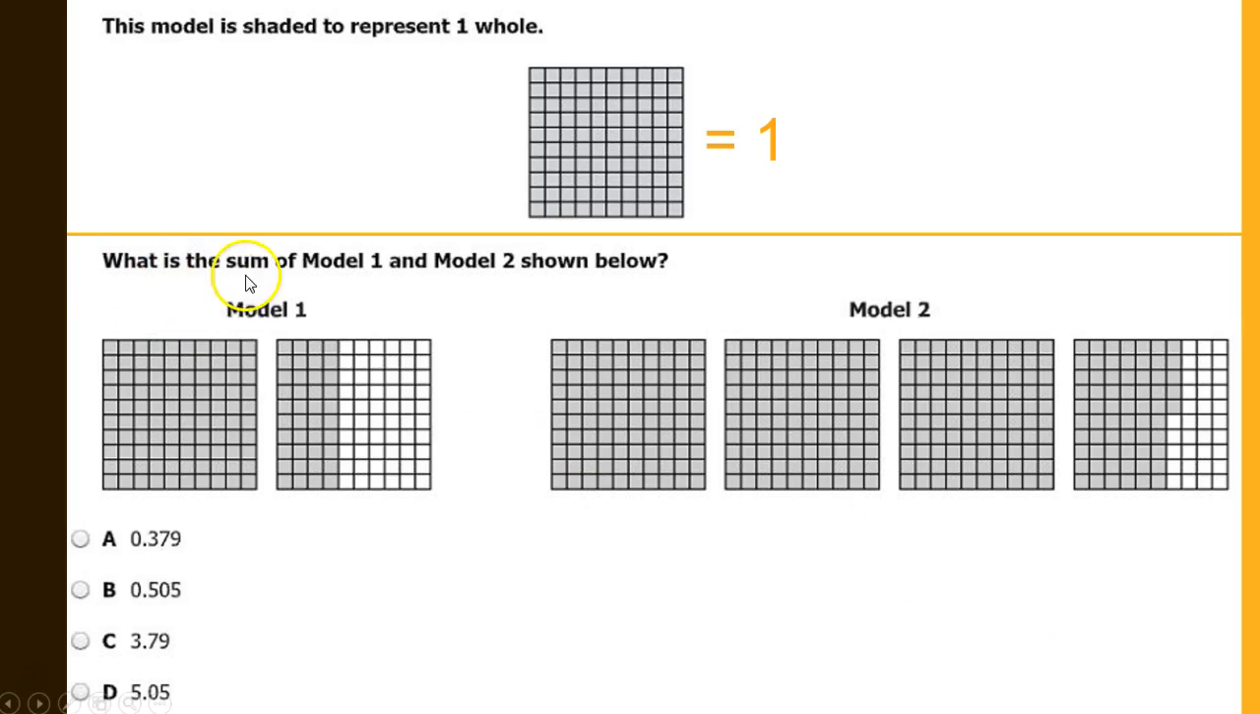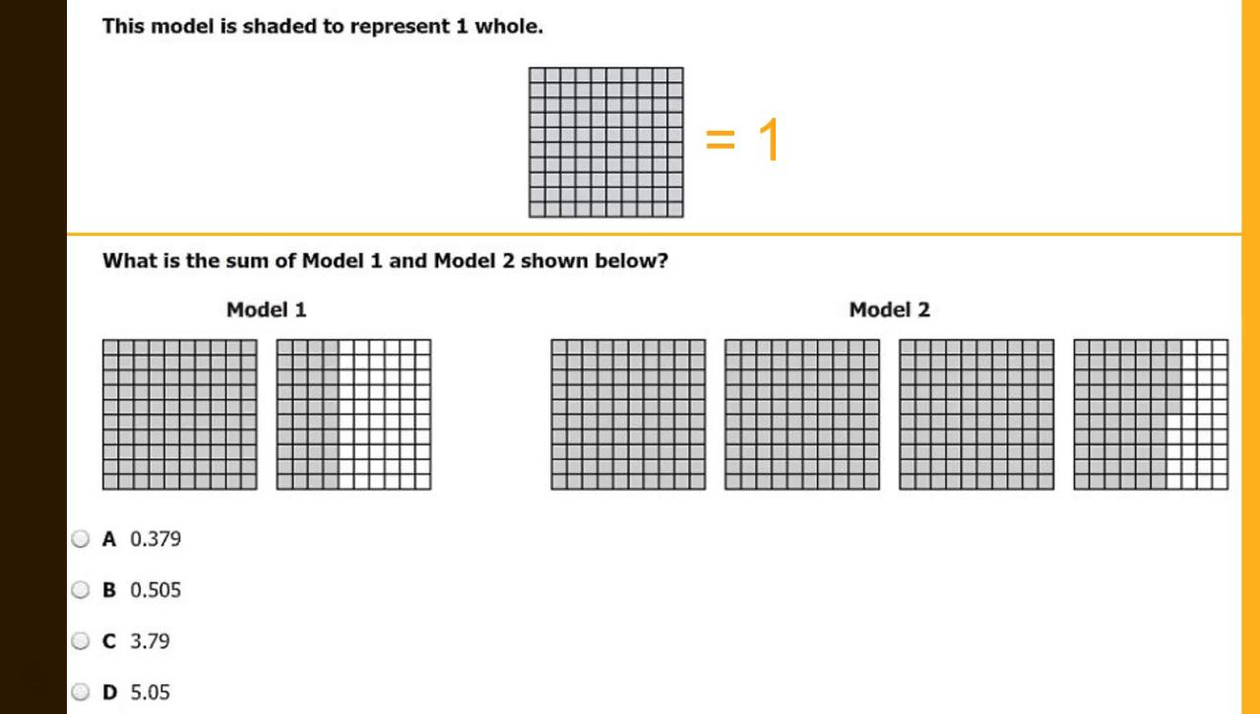It says, what is the sum of model 1 and model 2 shown below? Okay, so we're going to look at model 1 and model 2. Here's model 1, and over here is model 2. It says, what is the sum? I think you guys know what that means by now. We're going to be adding. So we're going to be adding these two models, but first we need to know what they represent.